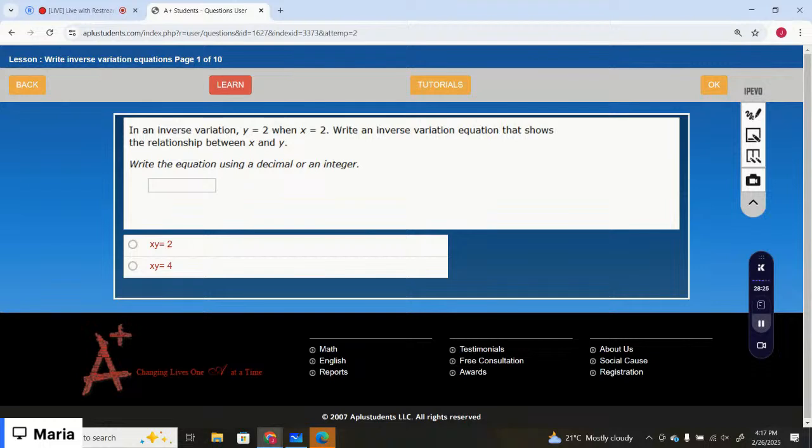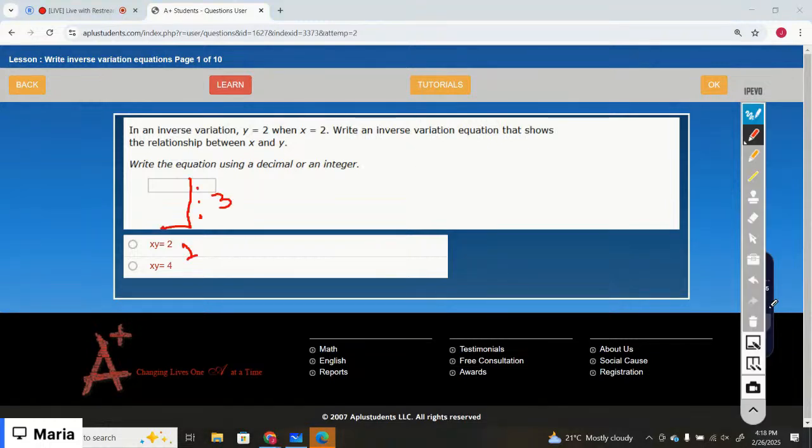In an inverse variation, y equals 2 and x equals 2. Write an inverse variation equation that shows the relationship between x and y. So an inverse relationship is y equals k divided by x. So y equals 2, x equals 2. So k equals 2 times 2, that is 4. So k equals 4, right?